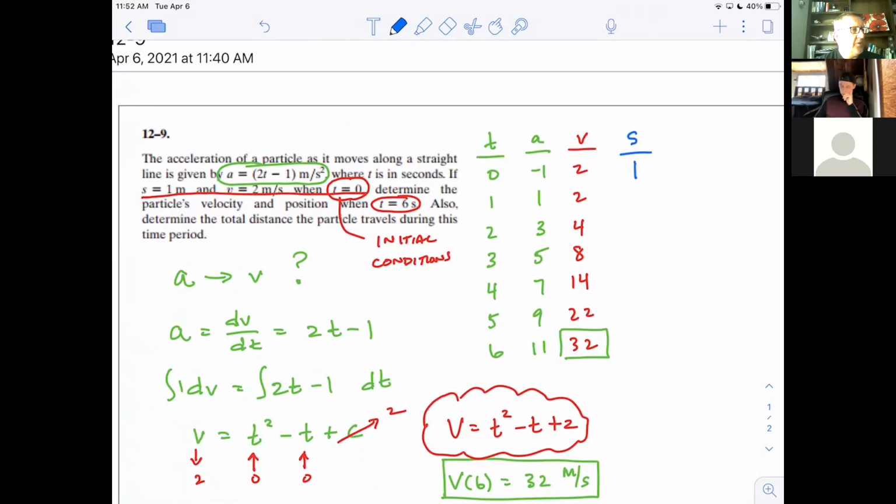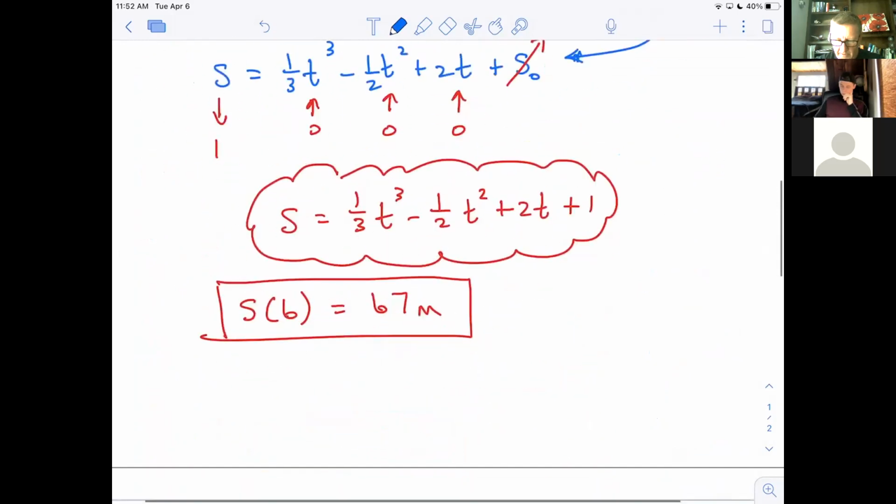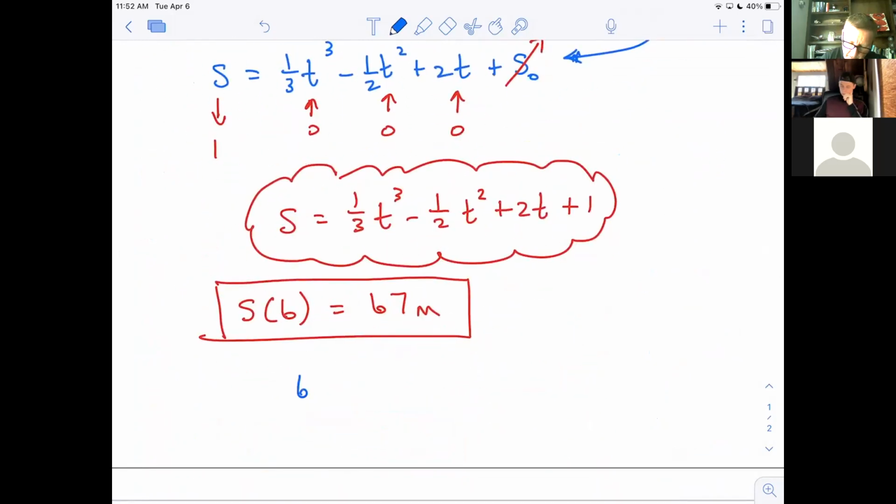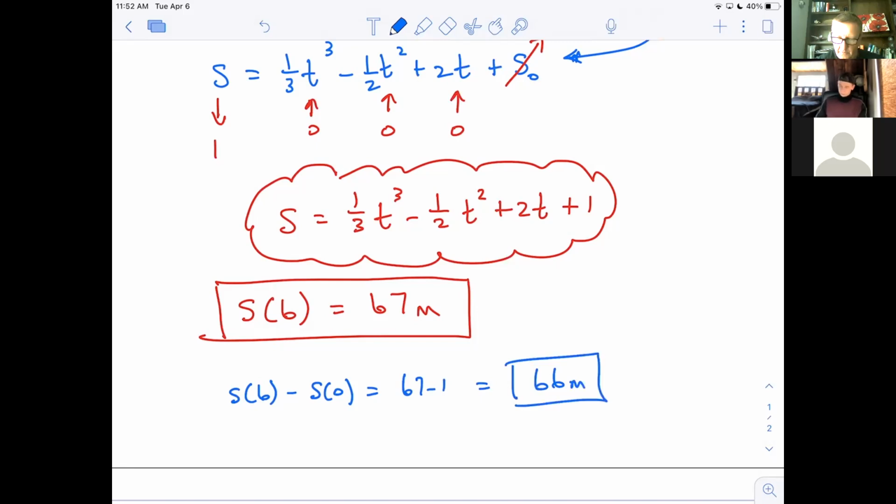But so if it traveled from 1 to 67, then okay, I guess the total distance traveled is S of 6 minus S of 0, 67 minus 1. So you actually traveled 66 meters. Okay, so I guess there is an answer to that.